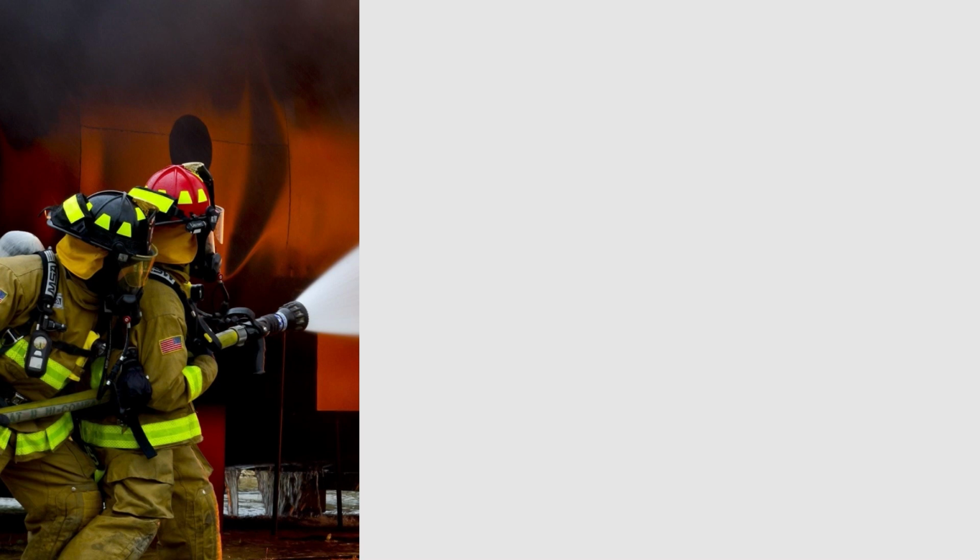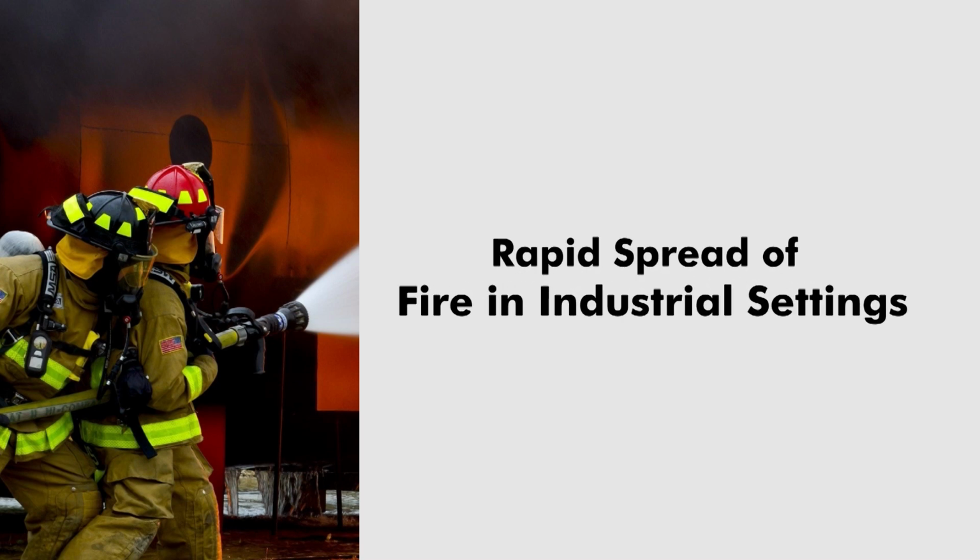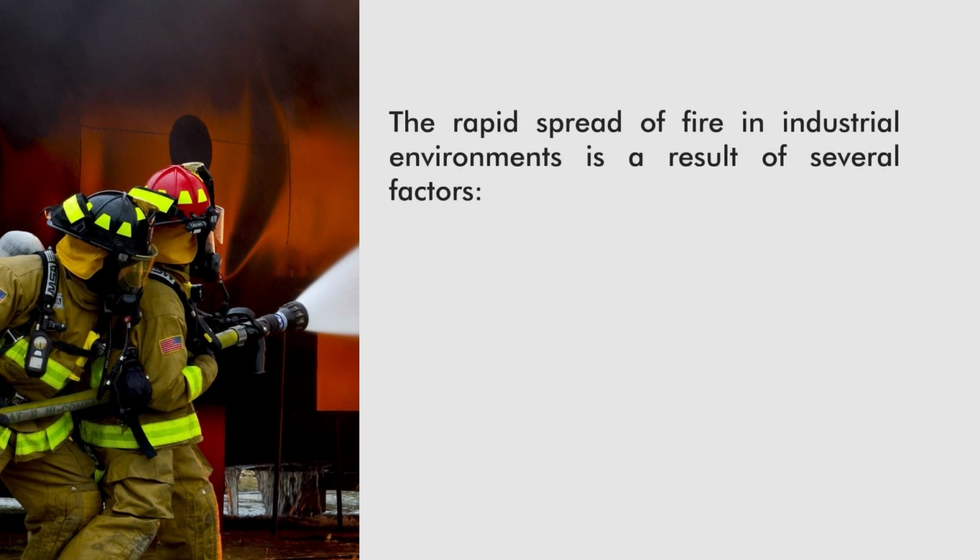Let us see the rapid spread of fire in industrial settings. The rapid spread of fire in an industrial environment is a result of several factors, like flammable materials. Industrial sites often store various flammable substances such as fuels, chemicals, solvents, and gases. These materials can ignite easily and fuel fires, leading to their rapid expansion.